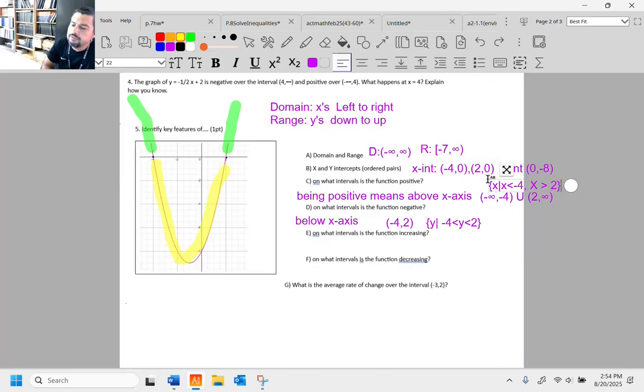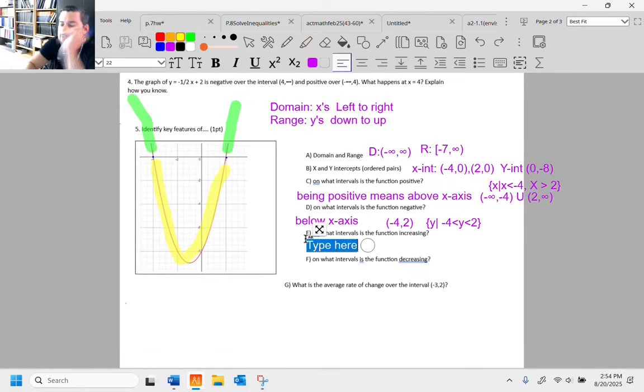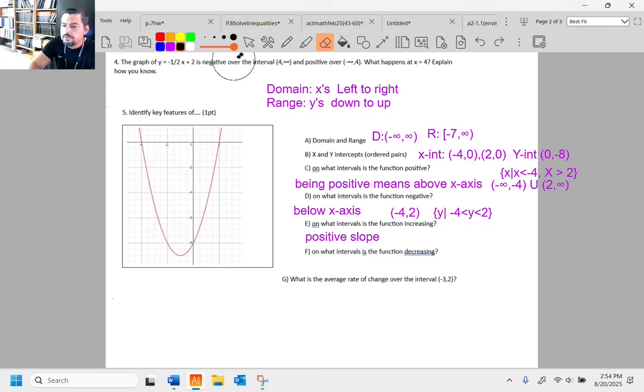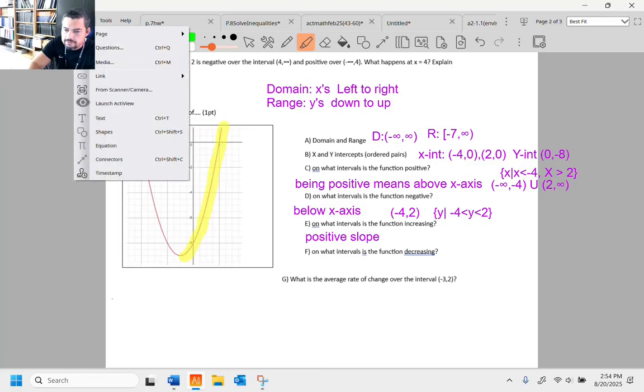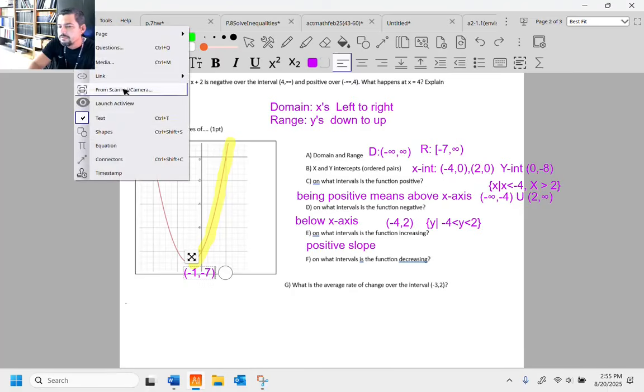All right, E, on what intervals is the function increasing? So increasing is about having positive slope, which hopefully you comprehend. That's what increasing means. We have positive slope. Don't be like Derek from the earlier problem. Positive slope is going to be everything to the right of the vertex because that is increasing. And that happens, looks to me like we have an x value of -1 there. So let me put that point on there. That point's -1, -7. So from the right of -1, we have positive slope.